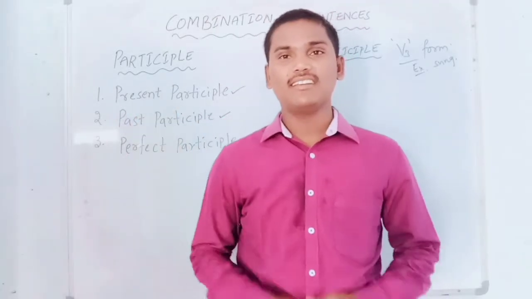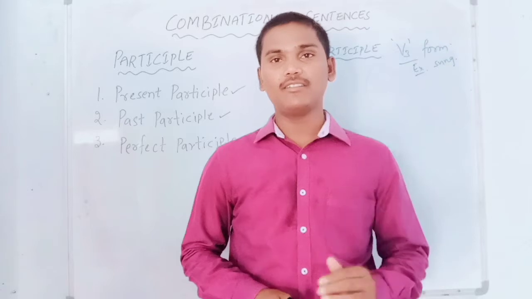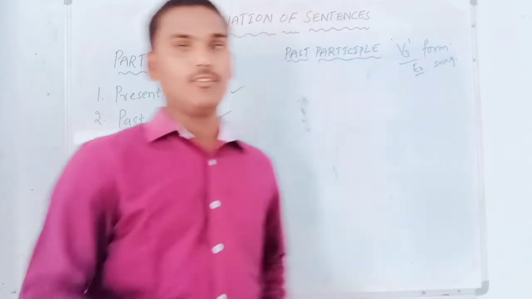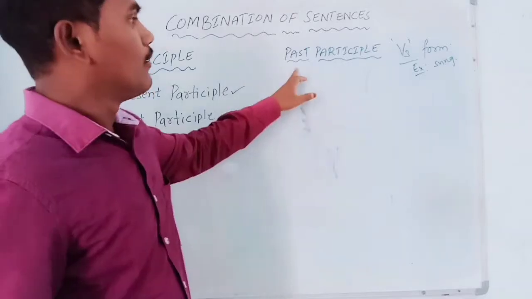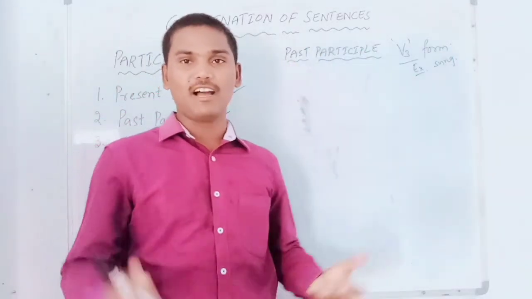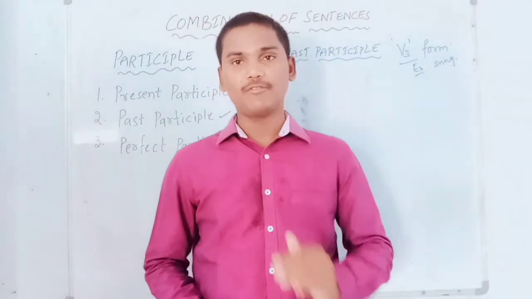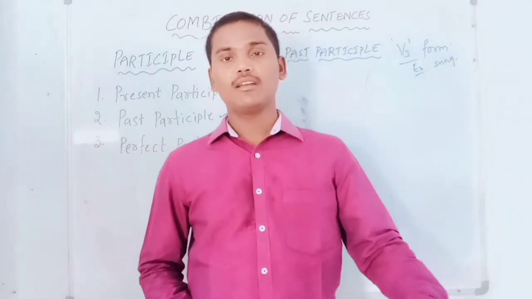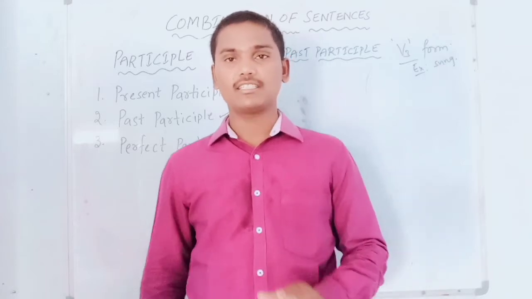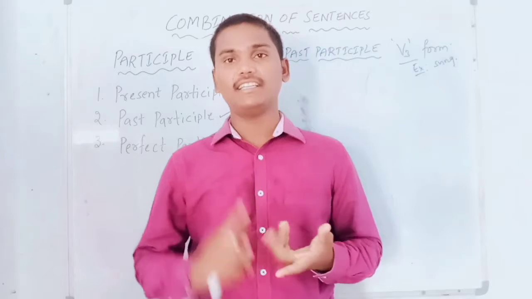Hi students, in this video we are continuing participles, and now firstly I would like to teach about past participle. Look at the board, I have already written past participle. It is the V3 verb form. We know very well that every verb has 4 forms, and of course it has 6 forms, but the rest of the 2 we do not need to discuss right now. Let us discuss only the 4 verb forms: V1, V2, V3 and V4.